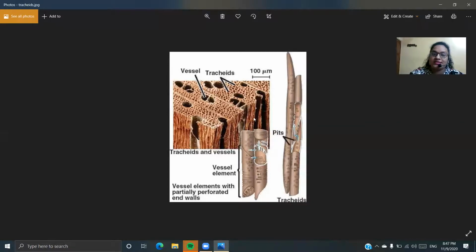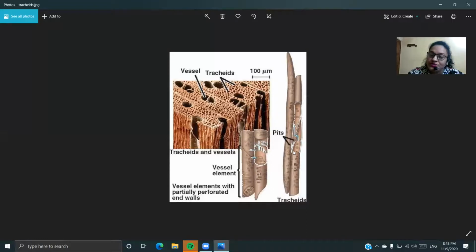Now coming on to the second category, the vessels. As I told you, vessels and tracheids together are called the tracheary system. Vessels are not long when compared to tracheids. They are short cells. They have a wider lumen when compared to the tracheids. You can see they're very wide, children.